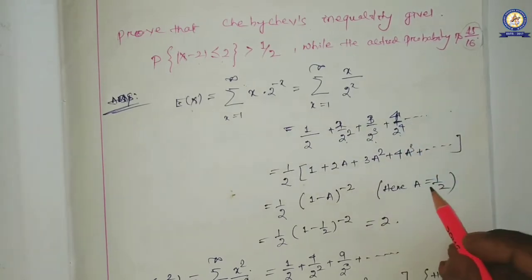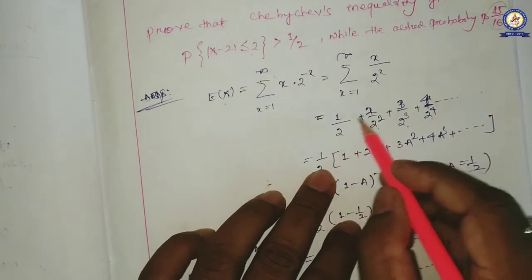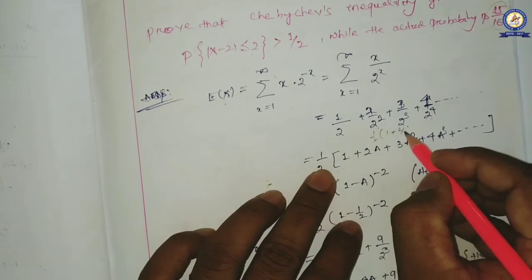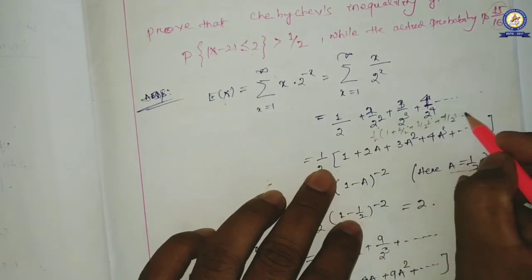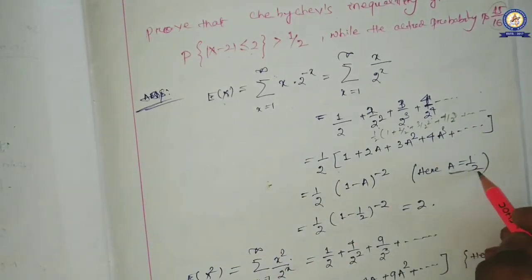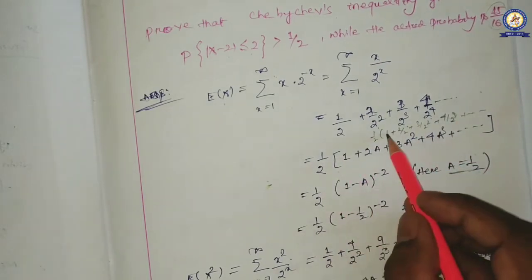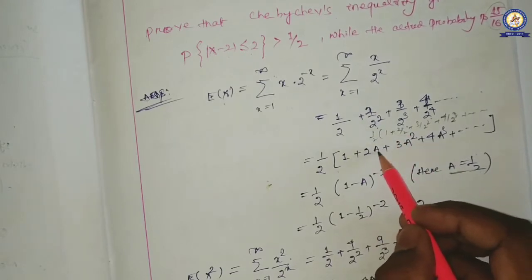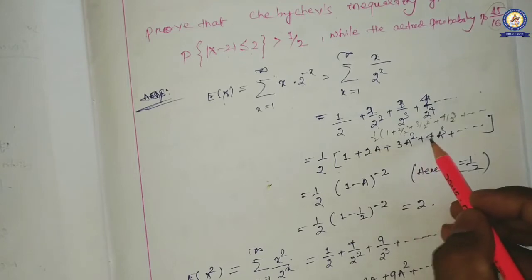Okay, and we consider a equal to 1 by 2. If I take 1 by 2 common from these terms, then I can get 1 by 2 into 1 plus 2 by 2 plus 3 by 2 square plus 4 by 2 cube, like this. I consider that a equal to 1 by 2, so this will be 1 by 2 into 1 plus 2 into a plus 3 into a square plus 4 a cube and so on.